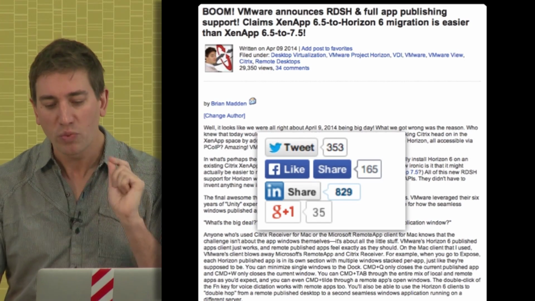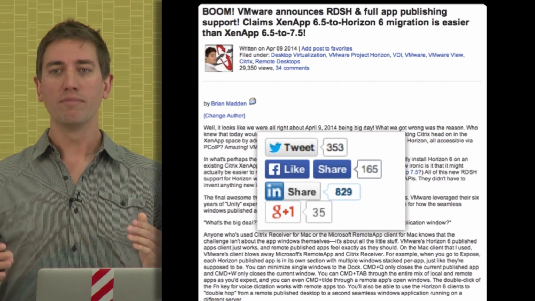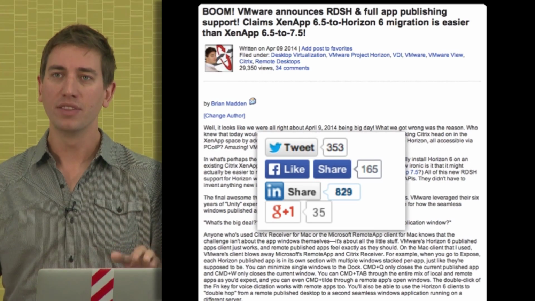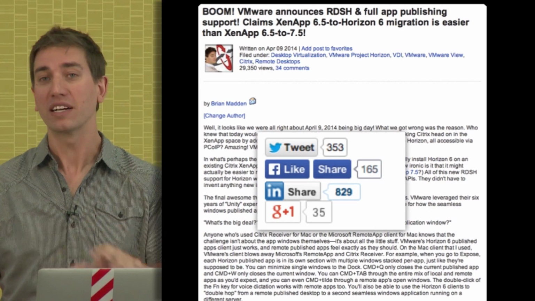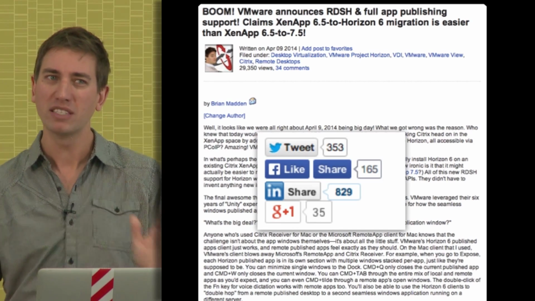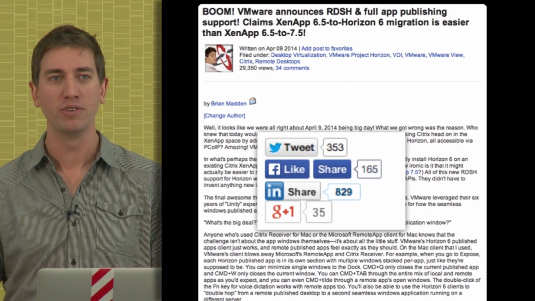And the reason I'm excited is that now it gives us, as customers, a choice. Because a lot of people look at this VMware Horizon 6 RDSH offering. This offering is not even released yet. It's not even in public beta yet. It's private beta, private tech previews for a few customers.